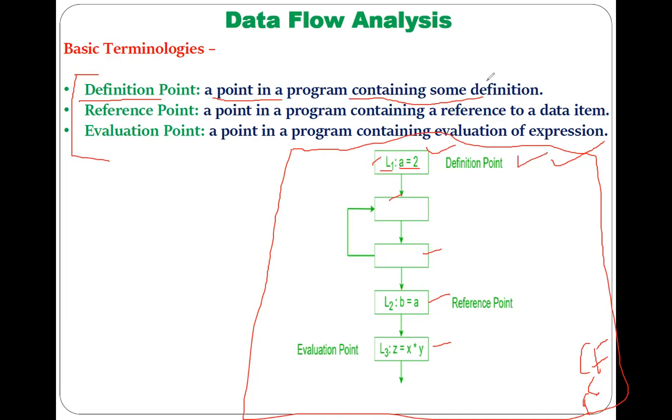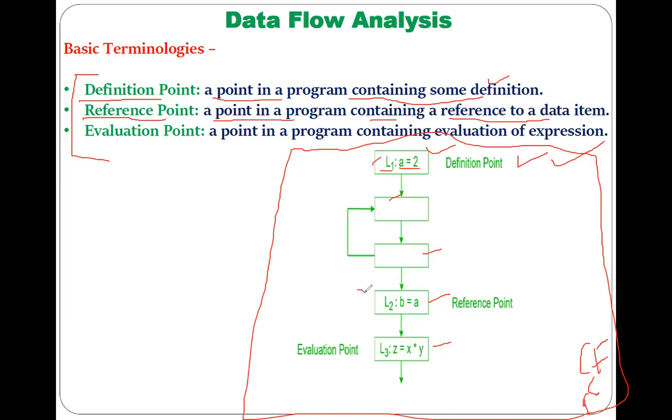A point in the program containing some definition. Here we have defined A and assigned the value 2 to A. That is the reason it is referred to as a definition point. Then next is the reference point. Now what is the reference point? A point in the program containing a reference to a data item.